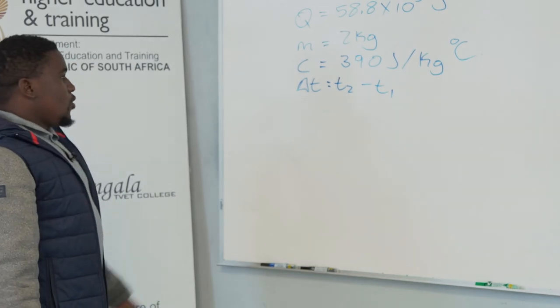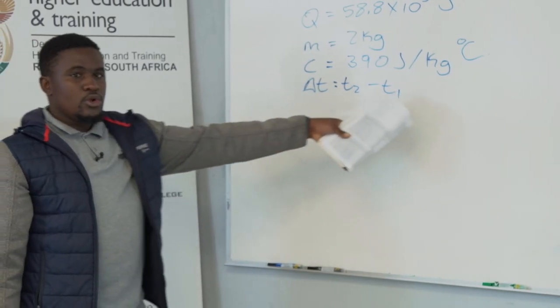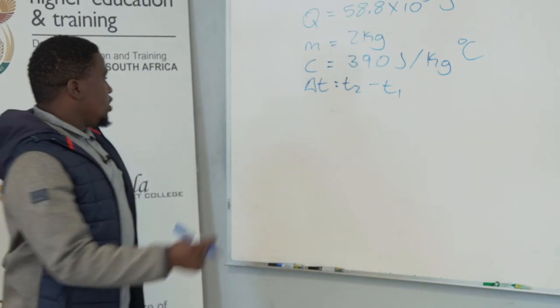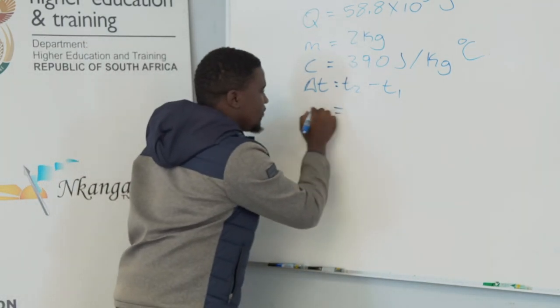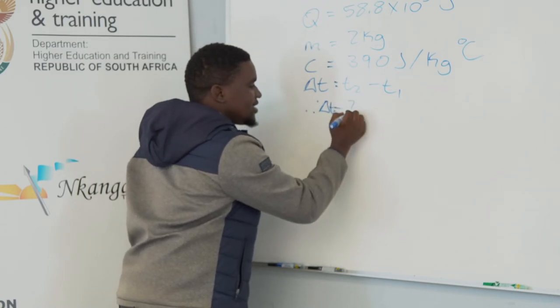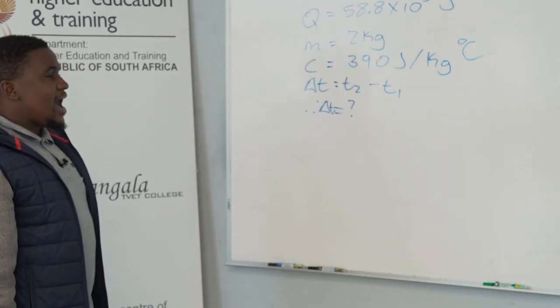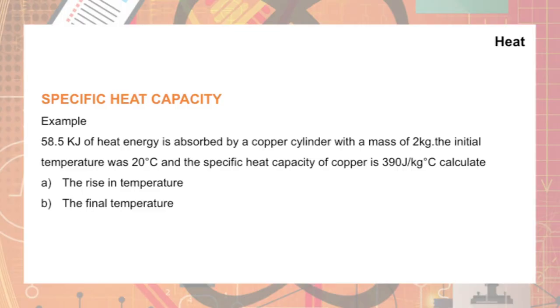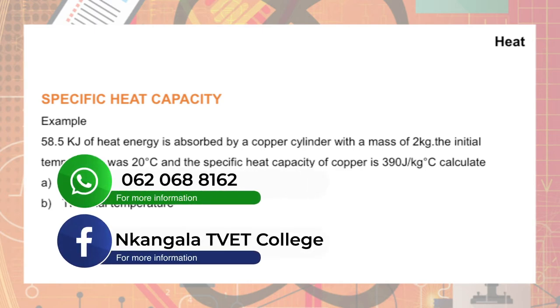Now, we don't know T2, we don't know T1. We know that we are looking for the change in temperature. Therefore, the change in temperature is our unknown. Then what is the question saying? It is saying, calculate the rise in temperature. What is the rise in temperature? Remember, it is the smallest temperature in which our substance is increasing. Are we together?